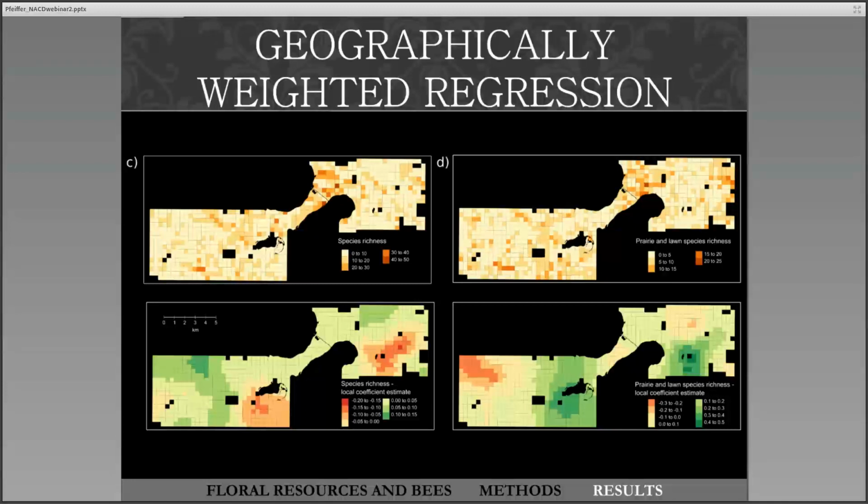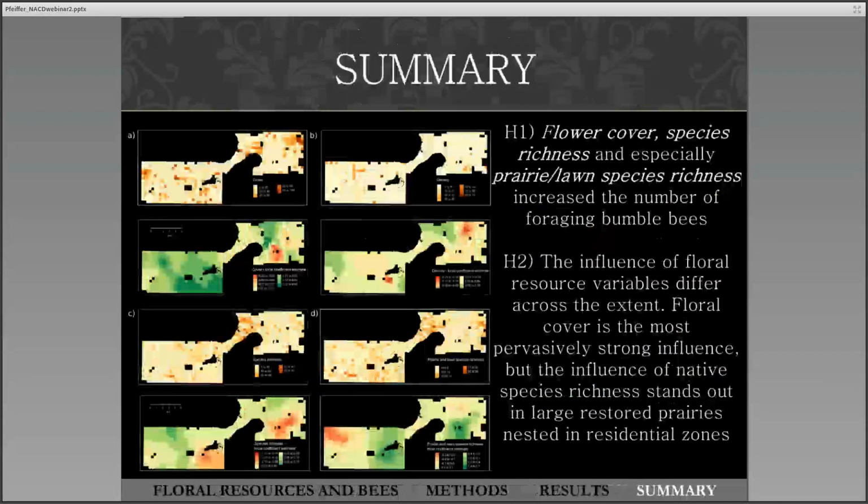And while the effects were overall positive in the global model, across the study extent you can see 2 areas in which you see a negative effect of overall species richness and simultaneously a very, very positive effect of prairie and lawn species richness. So in some of these areas with very large extents of prairie restoration or like clover fields around schools, there was this very strong effect of those more wild species compared to just the overall species richness.